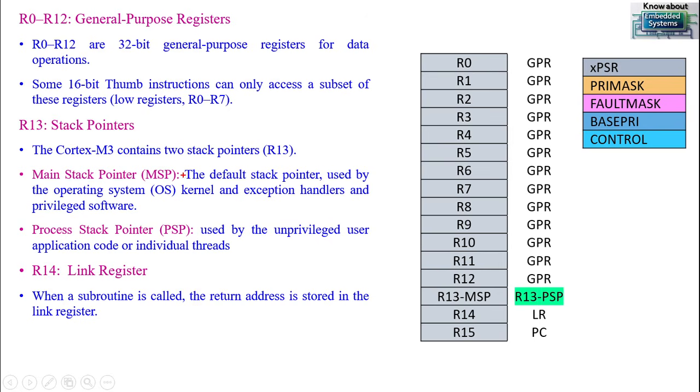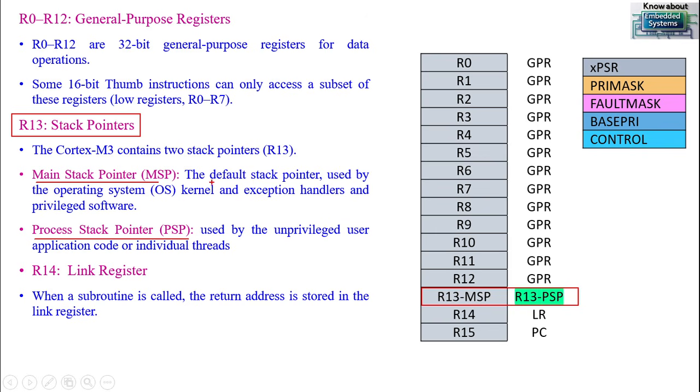Then coming to R13: up to R12 it is general purpose, and we have R13, nothing but the stack pointer. The beauty of the ARM Cortex M3 processor is that we have two stack pointers. The Cortex M3 processor contains two stack pointers: one is called the main stack pointer and one more is called the process stack pointer.